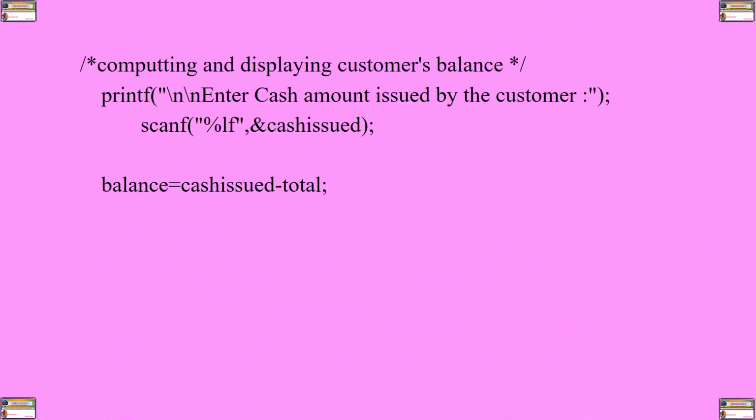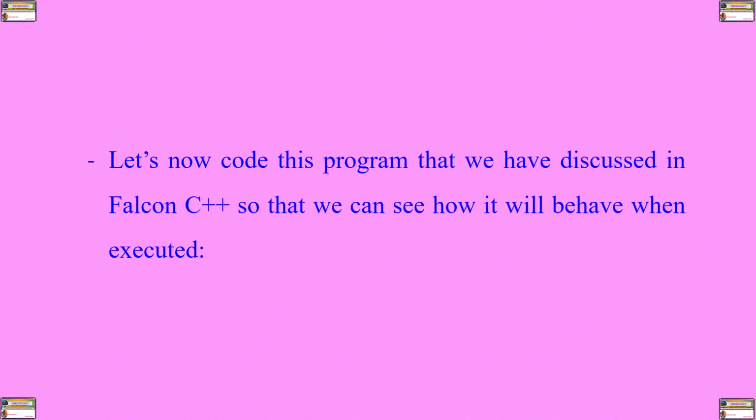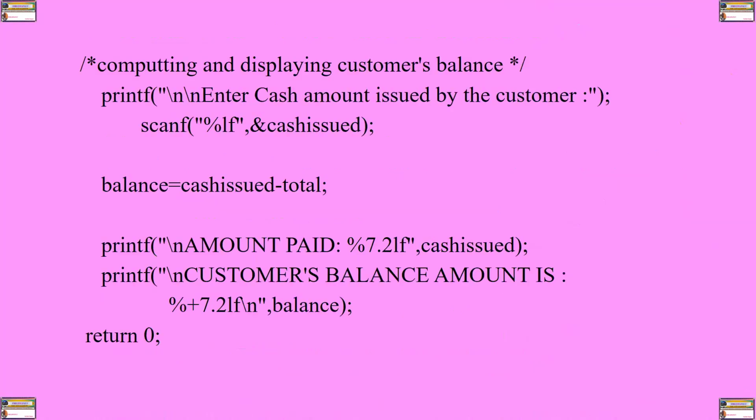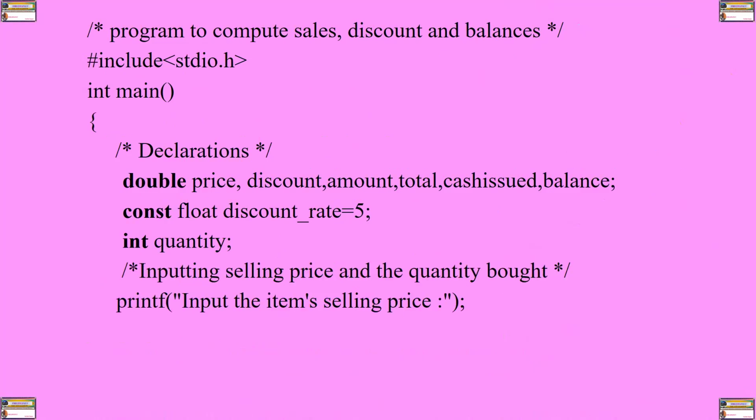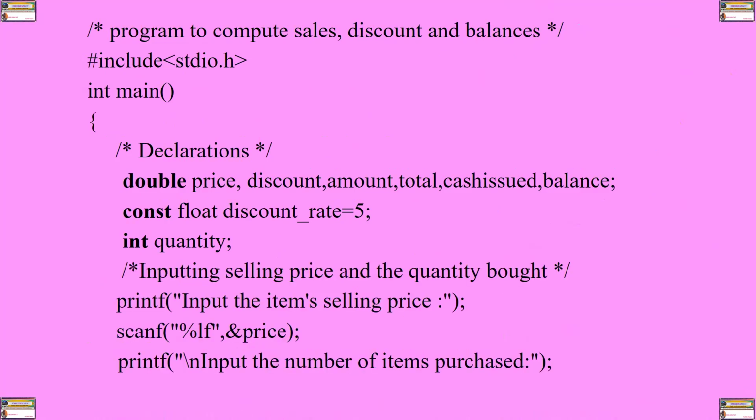So with that, my dear students and the rest of the learners, we can now code this program in our IDE so that you can see how it will behave. Let's see whether this program will behave as I've explained. Remember, you can write this program in your exercise book, then code it in your IDE, or type it in a word processor, then copy it and paste it in your Falcon IDE.